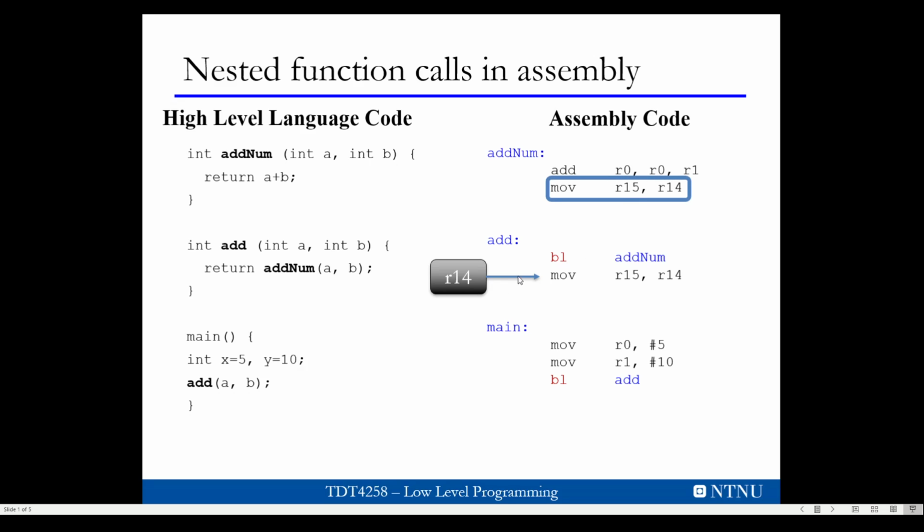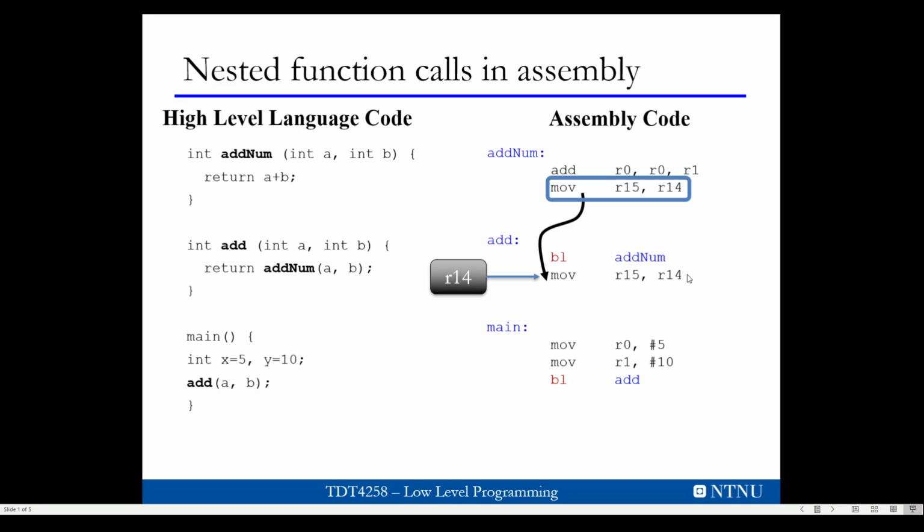So R14 is pointing to move instruction. So the PC will now point to this instruction, and the next instruction that will be executed is this instruction. So by executing this move instruction, we have successfully come back from add num function to add function. Now what we expect to happen next is that add function would return to the main function. So let's see what happens when we try to execute this move instruction.